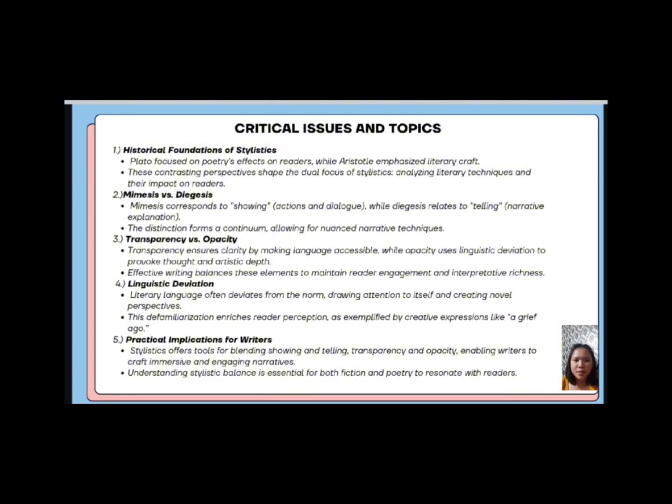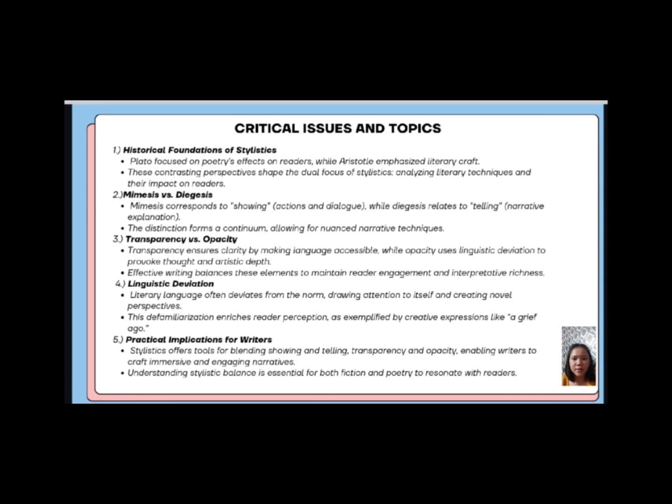Challenges and balance. The interplay between these stylistic elements requires careful calibration. Over-reliance on showing can overwhelm readers with details, while excessive telling may result in a disengaging narrative. Similarly, a highly transparent narrative might lack depth, while too much opacity could render the text inaccessible. Achieving balance is key, ensuring the narrative is both impactful and comprehensible.